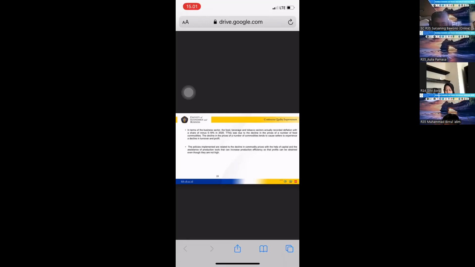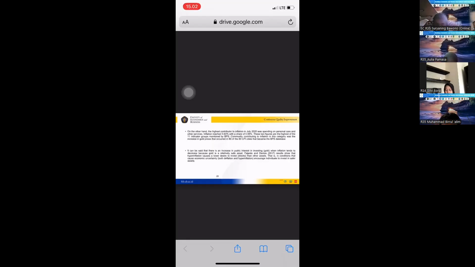In terms of the business sector, the food, beverage, and tobacco sectors actually recorded deflation with a share of minus 0.19% in 2020. This was due to the decline in the price of a number of commodities. The decline in the prices of a number of commodities tends to cause sellers to experience a decline in turnover and profit. The policies implemented are related to the decline in commodity price, with the help of capital and the assistance of production tools that can increase production efficiency so that profits can be obtained even though they are not high.